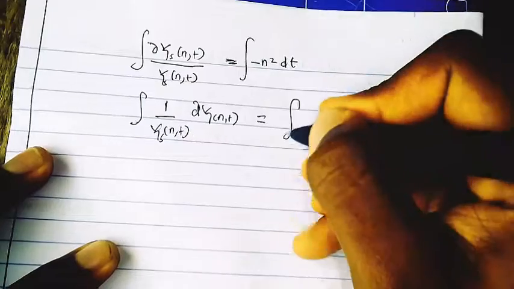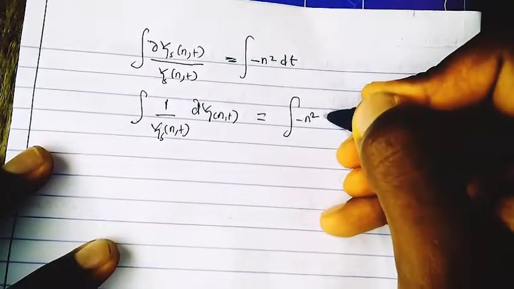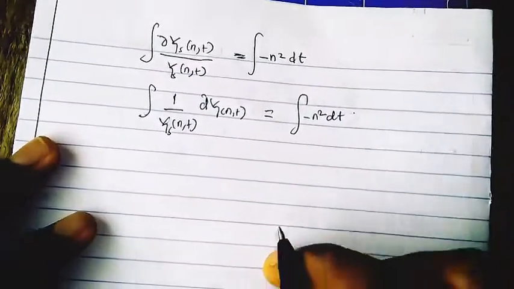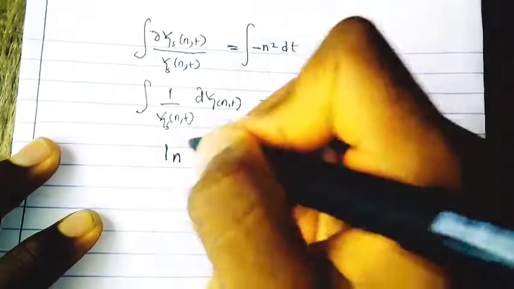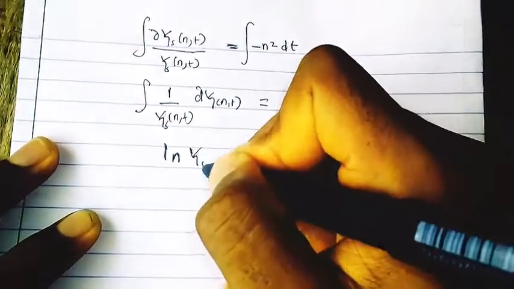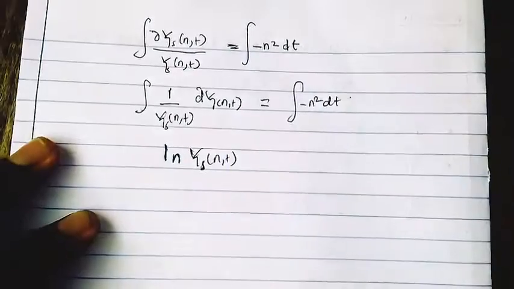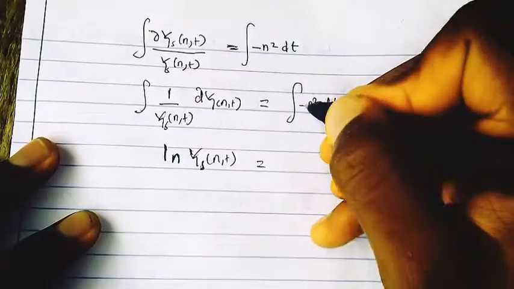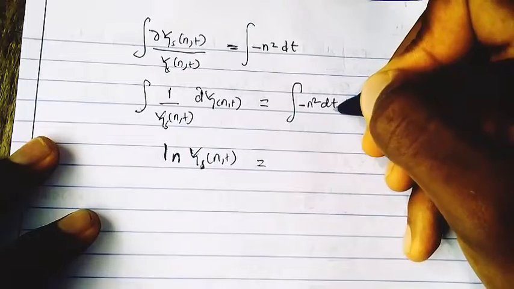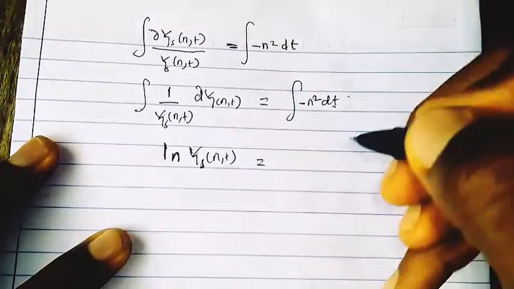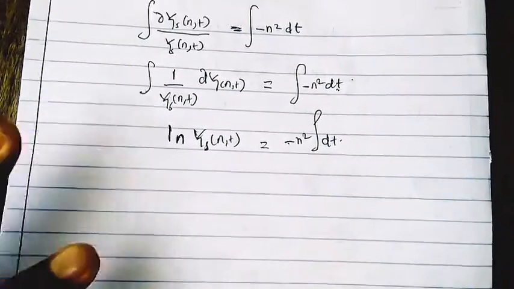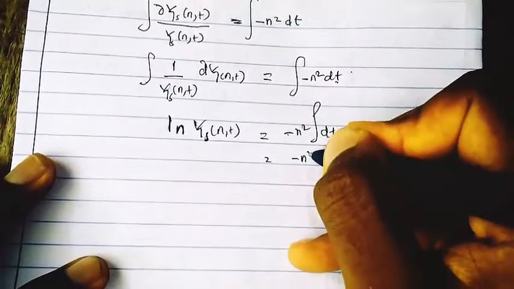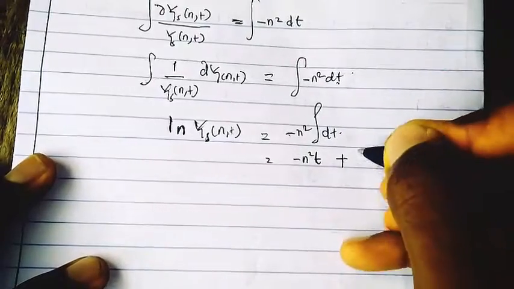Which is equal to the integral of minus n squared dt. So if I integrate 1 over y, I'm just left with the natural logarithm, that's ln y, which is a function of n and t. Since I'm integrating with respect to t, I can write this as minus n squared times the integral of dt. So integrating dt only, this is minus n squared t plus a constant k.